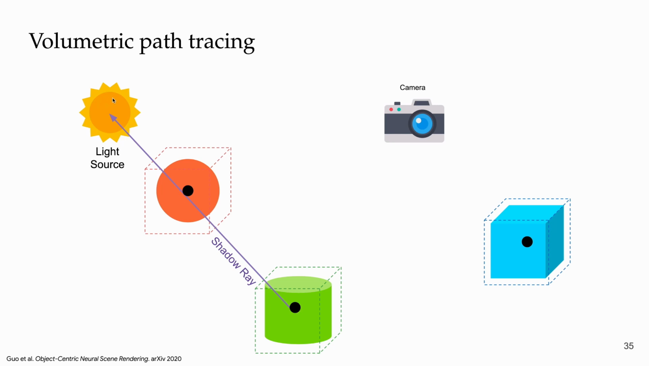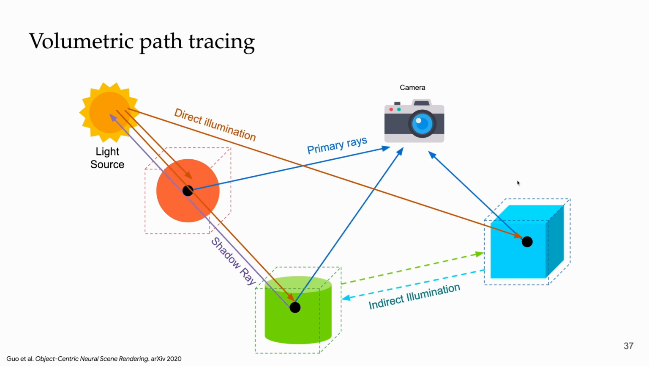So this gives us a method of testing whether a point, with a ray sent back to a light source, is being occluded by other objects. And then finally, we can also consider indirect illumination effects, where different objects are indirectly illuminating each other. And so these are the different types of rays altogether that we consider in our system.